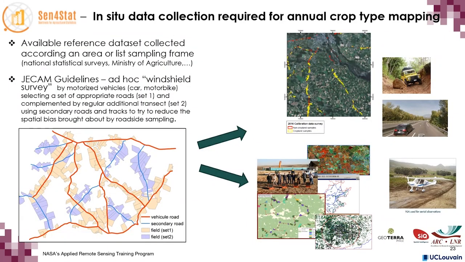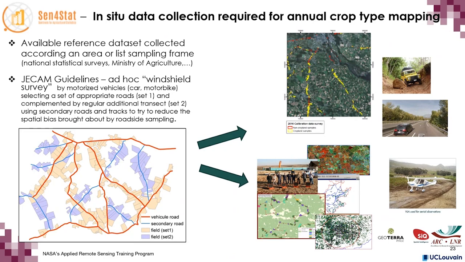The in-situ data collection is very much required for annual crop type mapping, as you know. Either you will be able to rely on an available reference dataset, typically collected according to an area or a list sampling frame by the Ministry of Agriculture or by national statistical surveys.